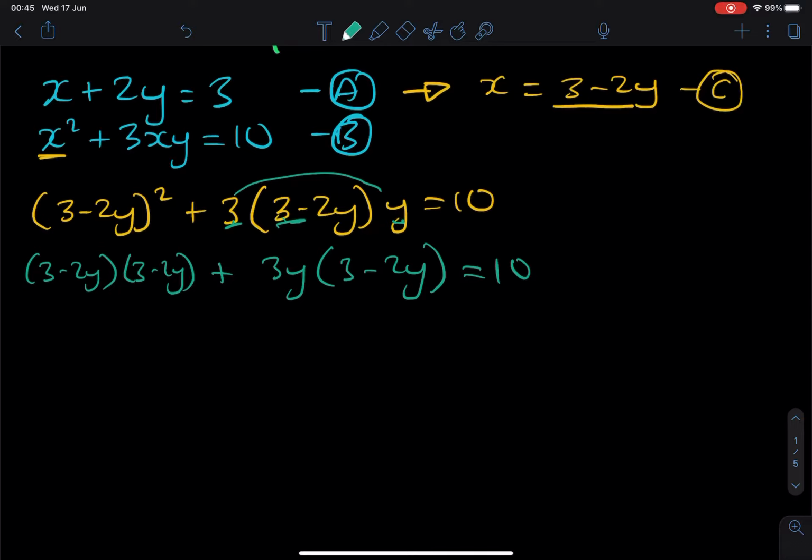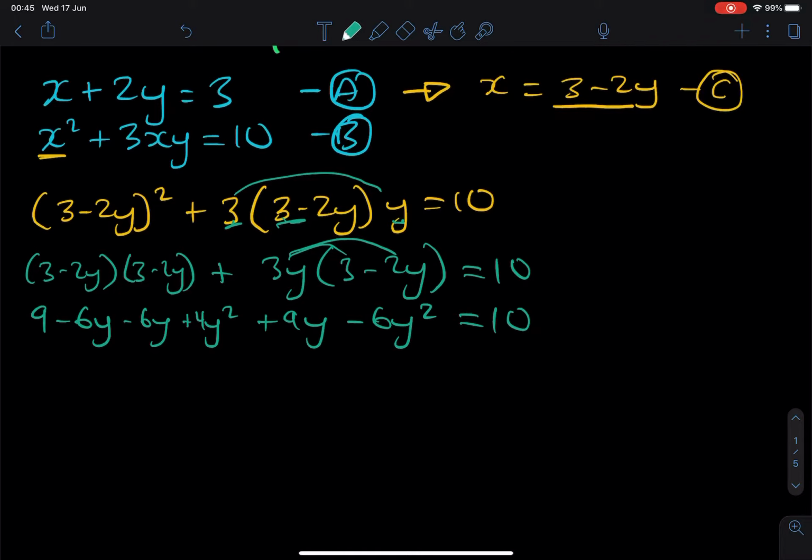So 3 times 3 is 9, 3 times minus 2y is minus 6y, minus 2y times 3 is minus 6y, and minus 2y times minus 2y is positive 4y squared. Be careful with that. Now 3y times 3 is positive 9y, and 3y times minus 2y is minus 6y squared, is equal to 10 rather.